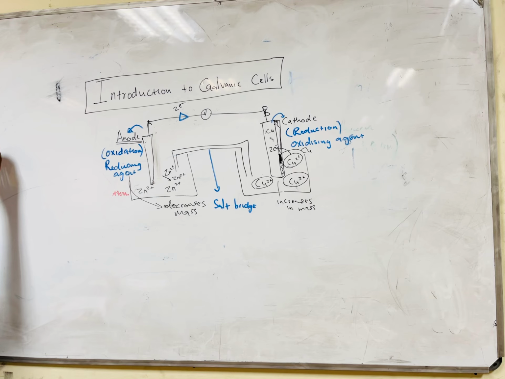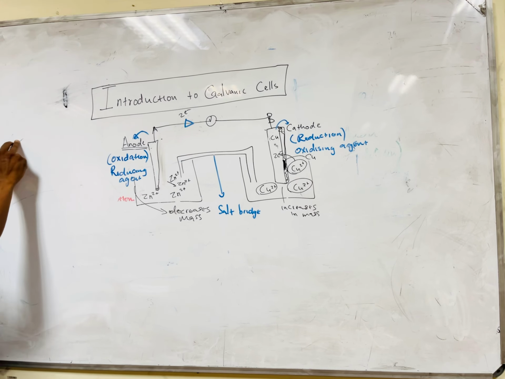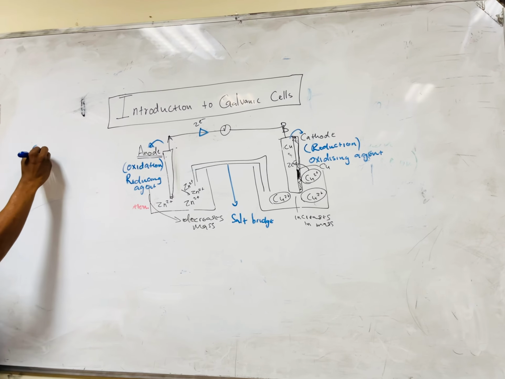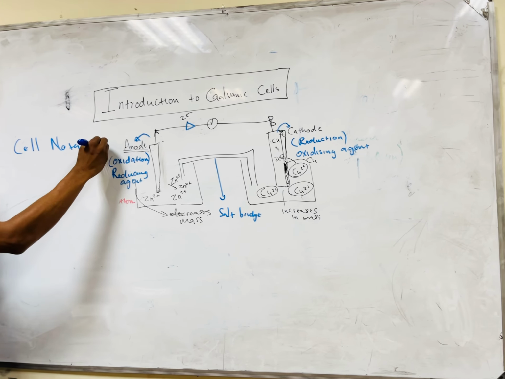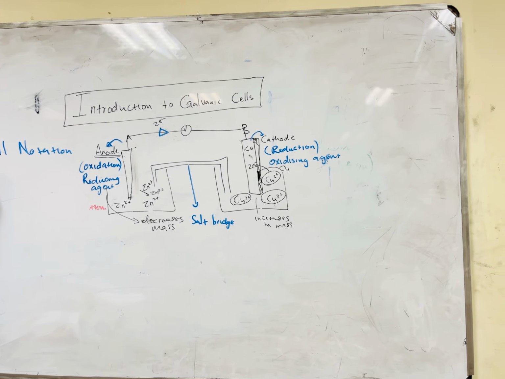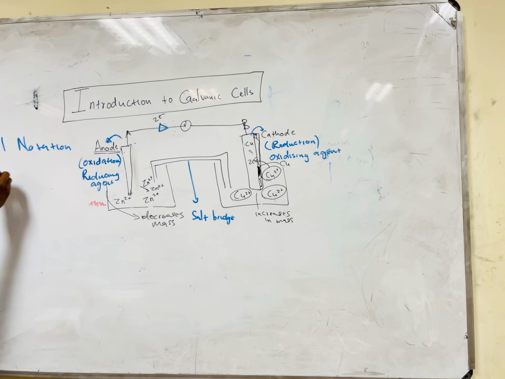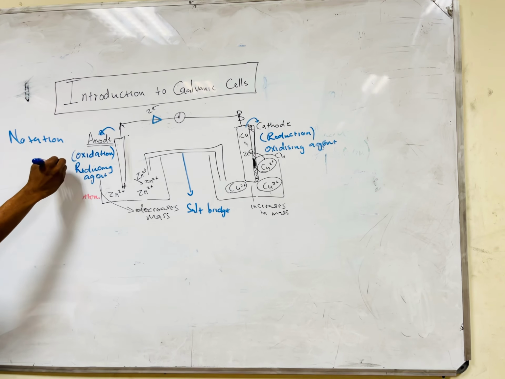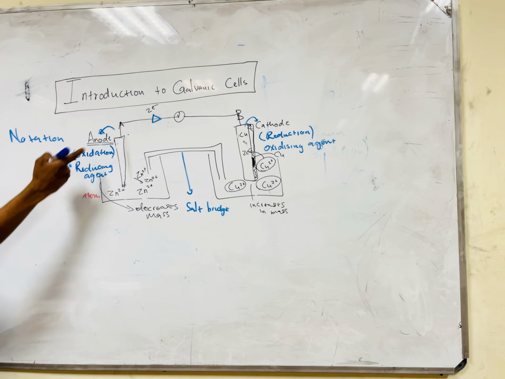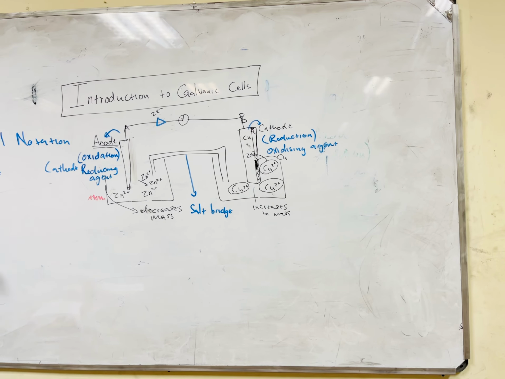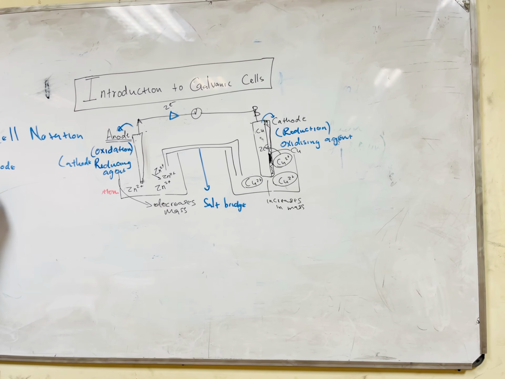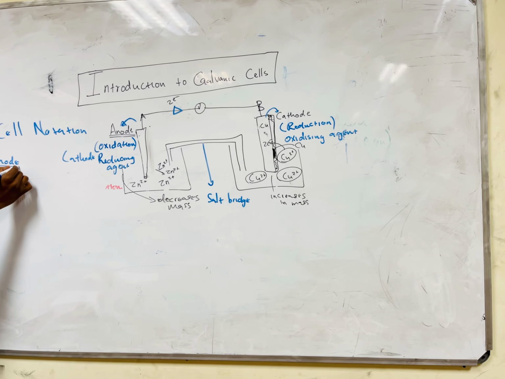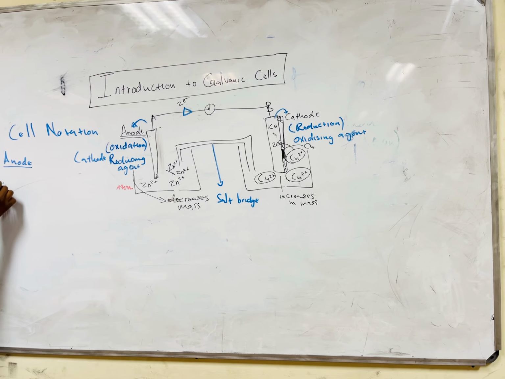At times they will ask you to write the cell notation. The cell notation is always given as anode, with the cathode on the other side. Presenting that cell, but in this form. Doing the same thing in there, but in this form. So now, the anode must always be on your left-hand side. This is how you do your cell notation.